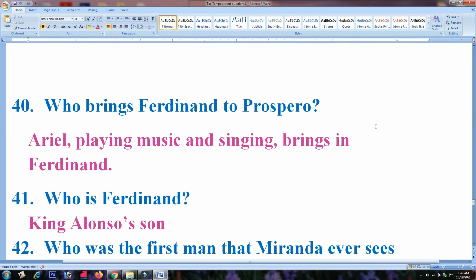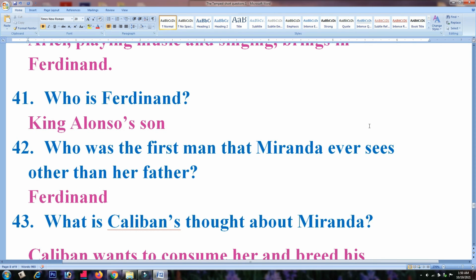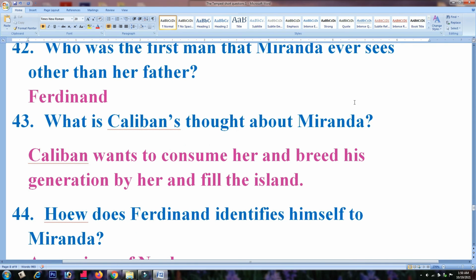Who brings Ferdinand to Prospero? Ariel, playing music and singing, brings in Ferdinand. Who is Ferdinand? King Alonso's son. Who was the first man that Miranda ever sees other than her father? Ferdinand. What's Caliban's thought about Miranda? Caliban wants to consume her and breed his generation by her and fill the island.